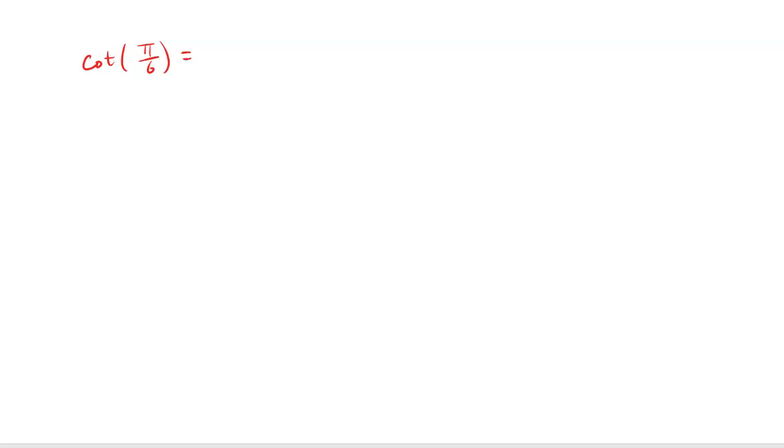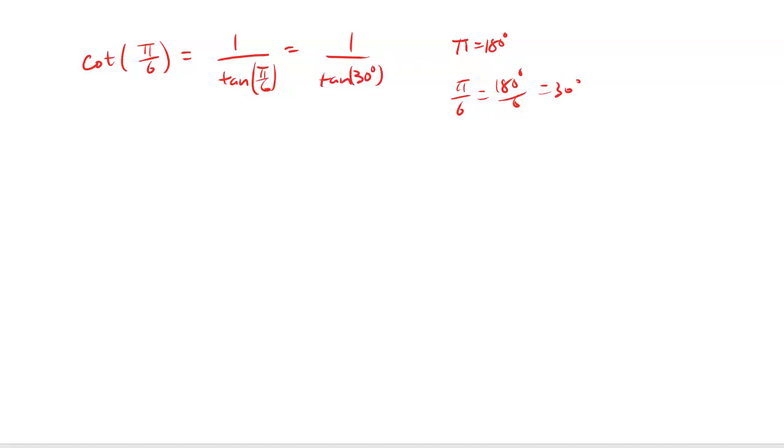What's that? Cotangent of pi over 6 would be 1 over tangent of pi over 6. And since pi is 180 degrees, we would get pi over 6 as 180 degrees divided by 6, which is 30 degrees. Okay, so we're trying to look for 1 over tangent of 30 degrees.